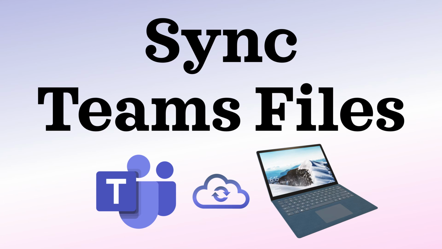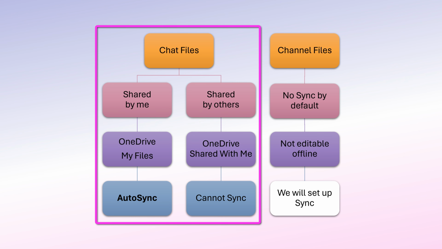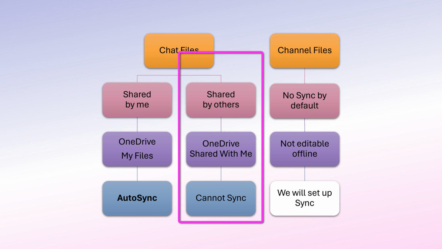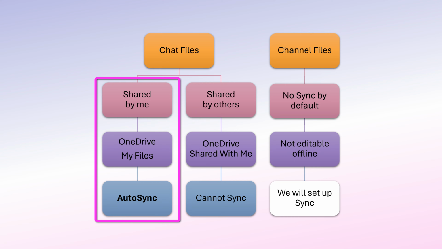We are going to learn how to use Teams files offline. Teams has two parts. Files can be in chat, which are basically OneDrive files. And then there are Teams channel files. OneDrive files get synced automatically.